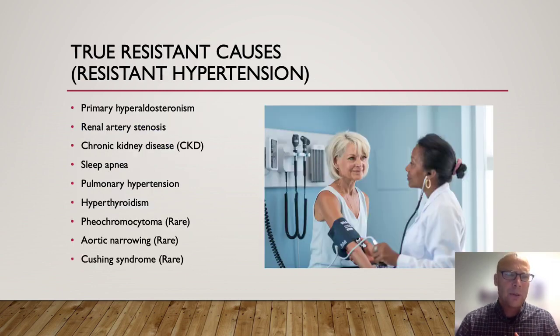Kind of what we just addressed a little bit, but these are true resistant causes a lot of the times, but they're also secondary causes as well. So underlying, they may have hyperaldosteronism, renal artery stenosis, worsening kidneys, hyperthyroidism, pheochromocytoma, aortic narrowing, Cushing syndrome. These are more rare, but they definitely should be on your radar.